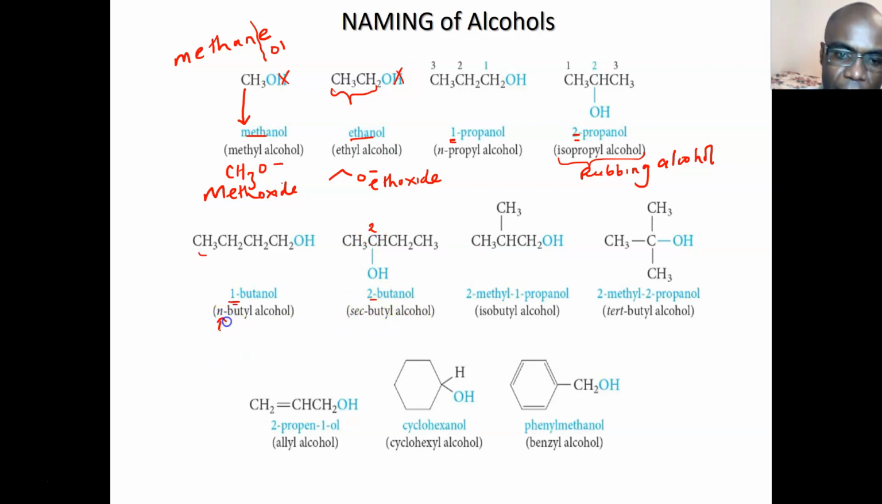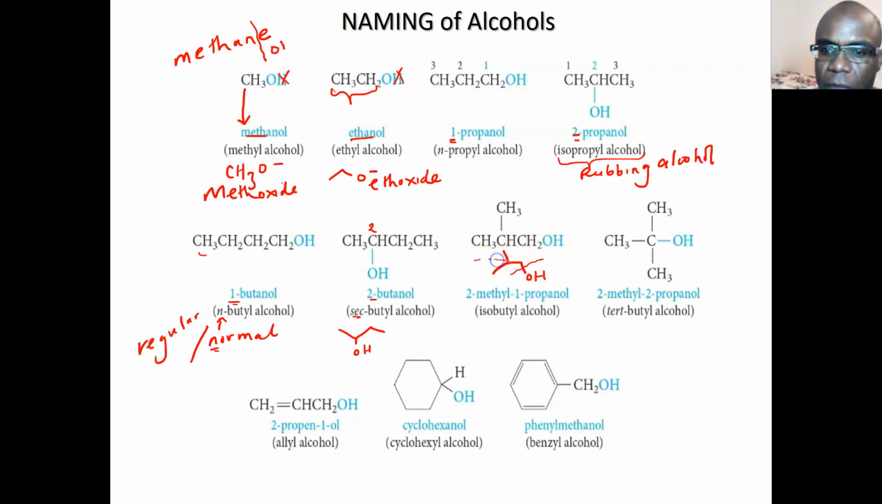The N here just means normal, like the regular. That's the regular butanol or normal butanol. Sec because it's on the second carbon. And then this one is isobutyl alcohol, because of course you will have 4 carbons with some sort of symmetry in there, so it's isobutyl alcohol.